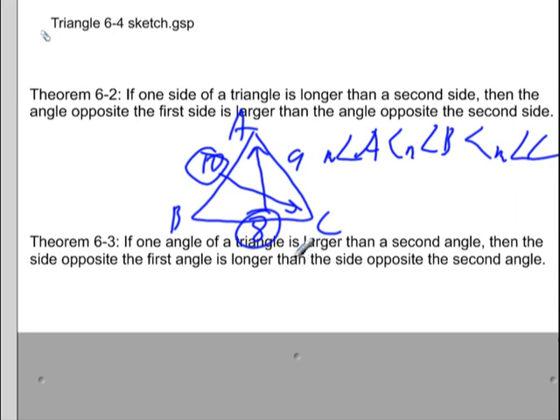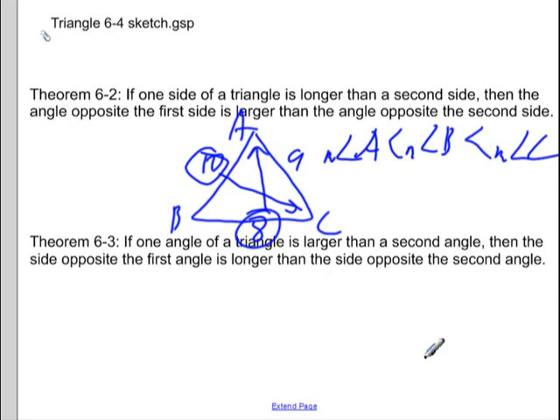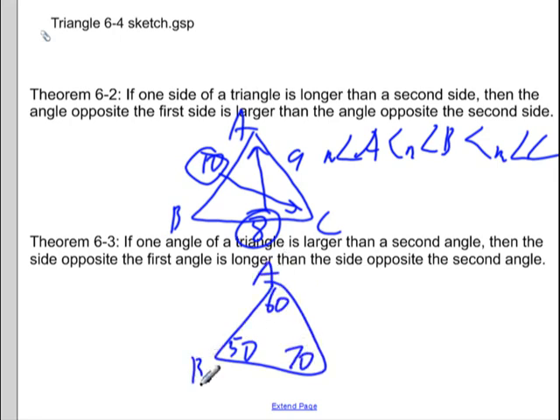And then this second theorem says basically the converse of that, which is that if you know the angles, so if this is 50, 60, and 70, again, not drawn to scale, you can determine the longest side is going to be the one opposite the biggest angle. So the biggest angle is 70, so the longest side will be AB. And the shortest side is the one opposite the smallest angle, so that would be AC. So again, I know those are a little bit wordy, but that's the gist of it.